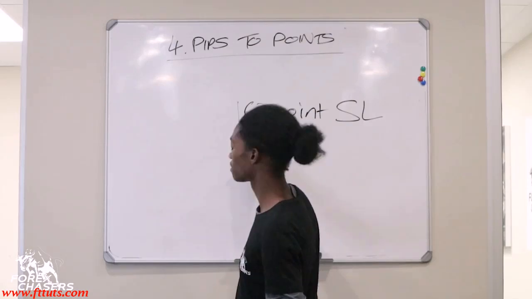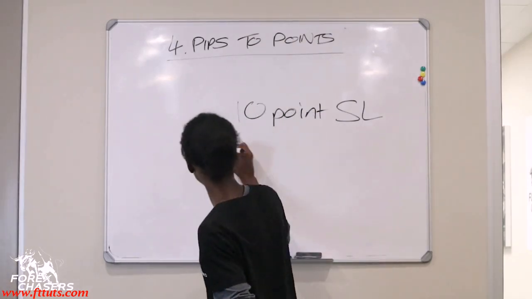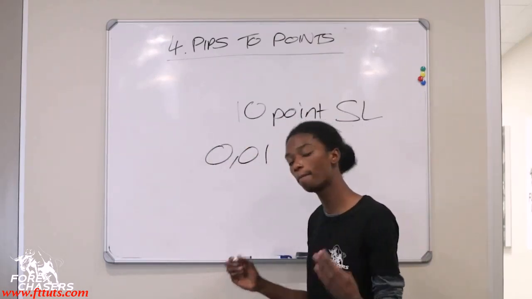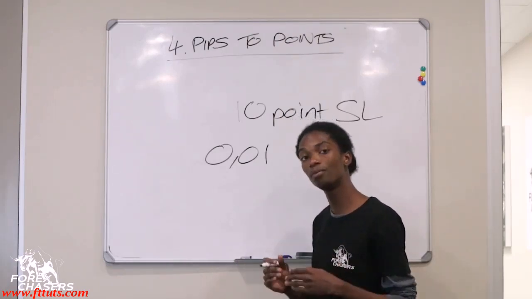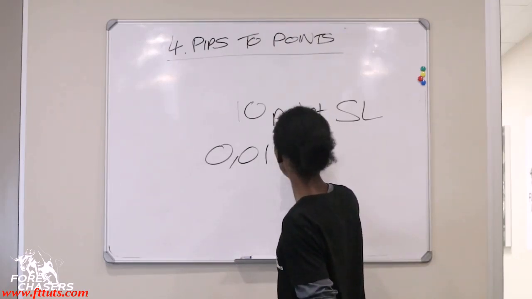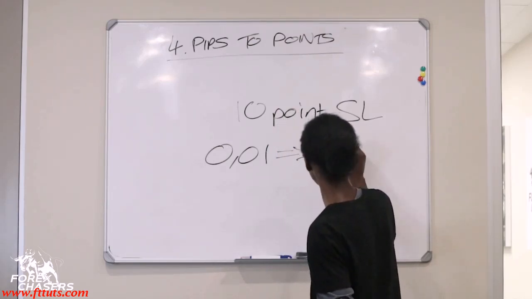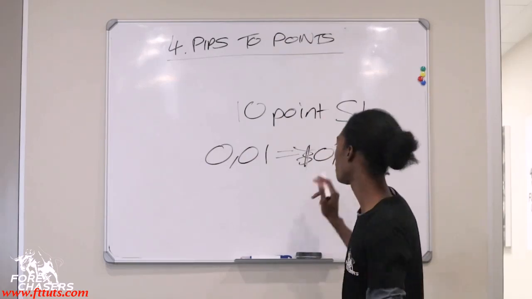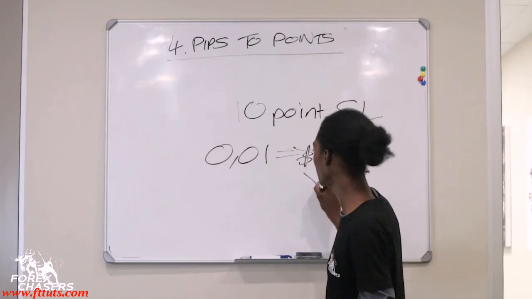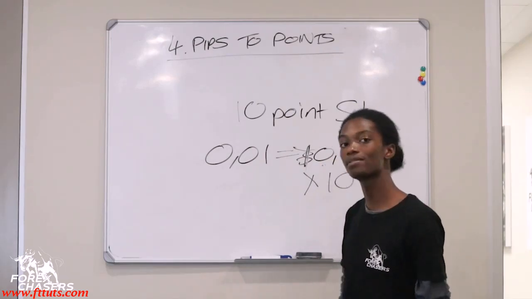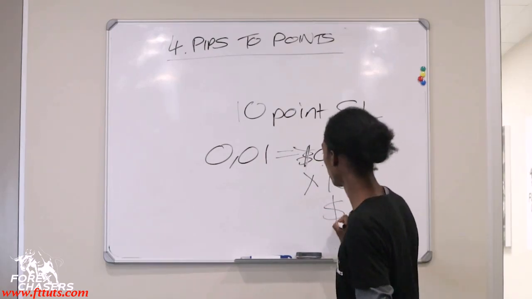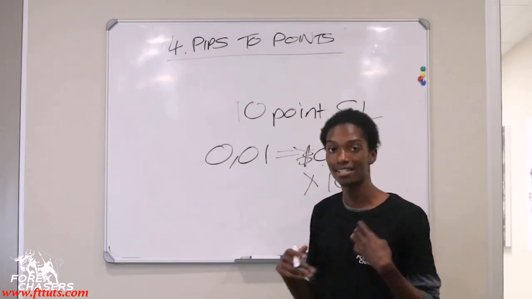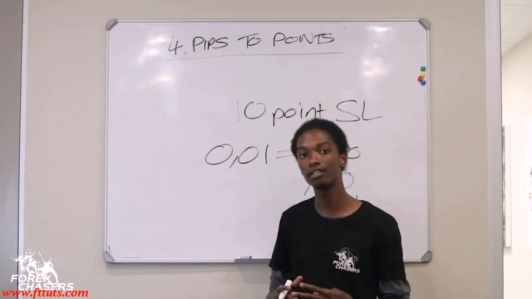We understand that 0.01 is 10 cents per pip. On our currencies, normally it's 10 cents per pip. So all we do is multiply our 10 cents per pip by 10. So it's 10 cents a pip times 10. That equates to $1. So all we're doing is just multiplying our pip value by 10, and that will equate to what our point value is.